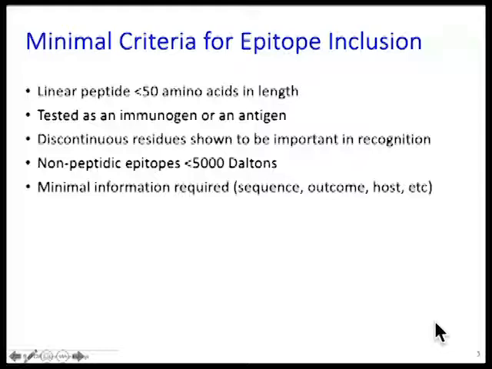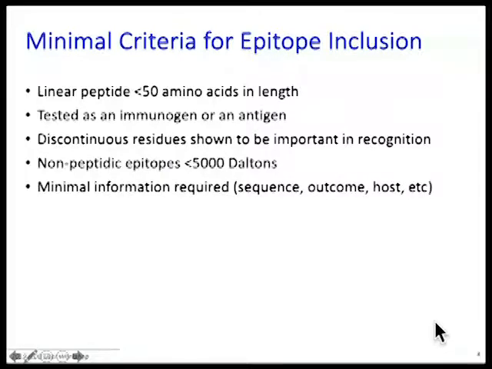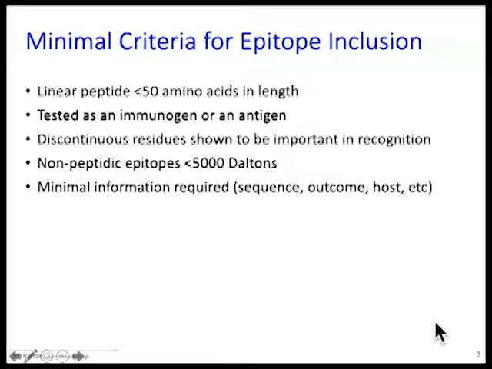And then the discontinuous residues, when they're shown either by 3D structure or point mutation, we capture that, and we would curate precisely the peptides known to be contacting for the antibody or MHC. And then non-peptidic epitopes, we have that data too. These are like carbohydrates, lipids, chemicals, drugs. They just need to be smaller than 5,000 Daltons, tested as immunogen or antigen, we capture that.